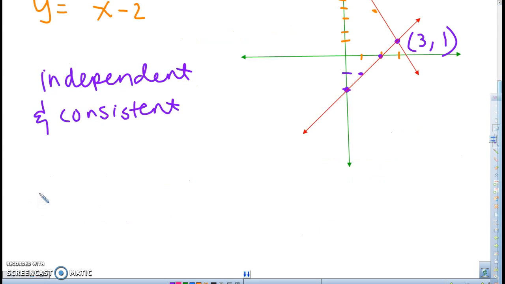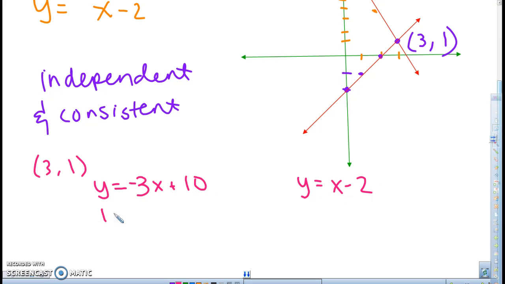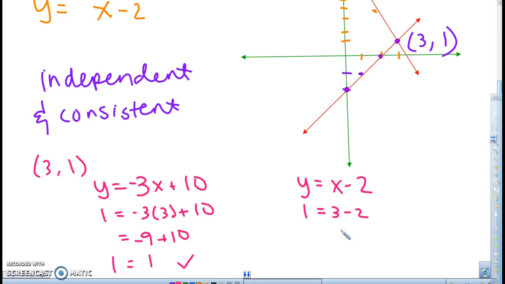We can check this is correct by plugging it into both equations. So I'm going to take my 3, 1 and plug it into y equals negative 3x plus 10. And I'm also going to plug it into y equals x minus 2. When I plug it in over here, 1 equals negative 3 times 3 plus 10. Negative 3 times 3 is negative 9, plus 10 would give me positive 1. So that checks out. And over here, if I plug it in, 1 equals 3 minus 2. 3 minus 2 is 1. 1 equals 1. And so that checks out as well.